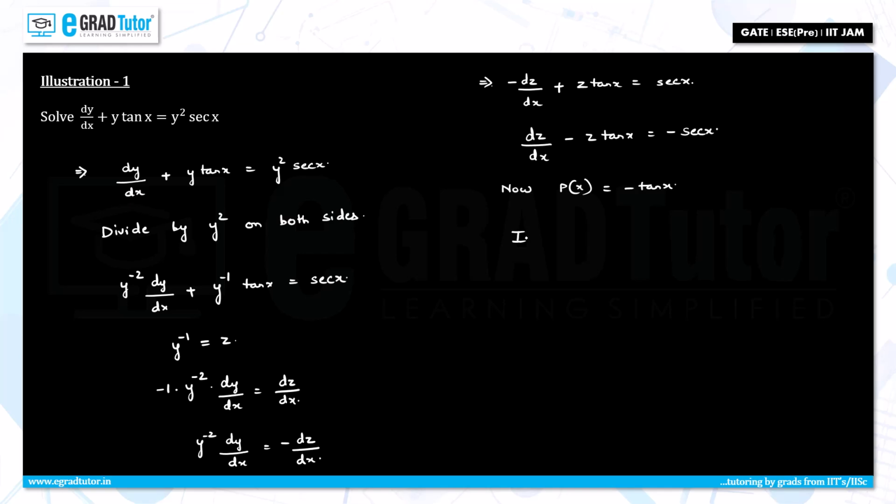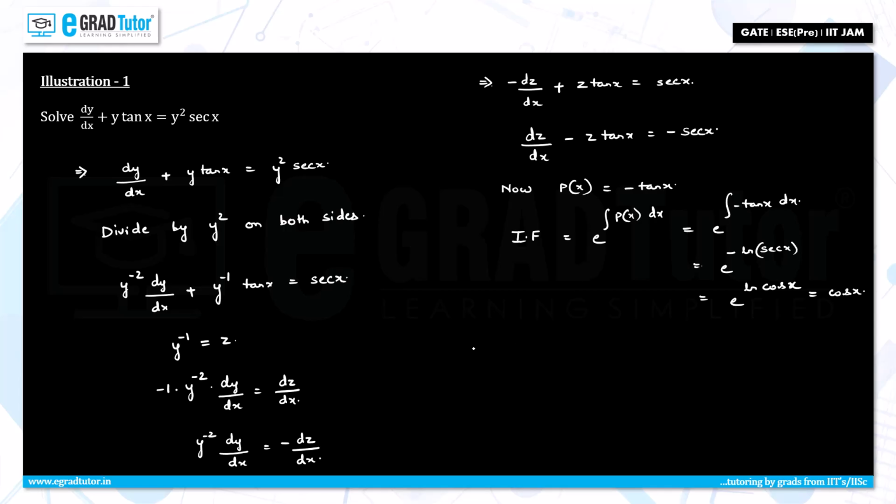Okay, what is the integrating factor? e to the power integral p of x dx. This is equal to e to the power integral -tan x dx. So this is e to the power -ln sec x. You can take this as e to the power ln cos x. If you take the minus inside, it becomes 1 by sec, which is nothing but cos x.